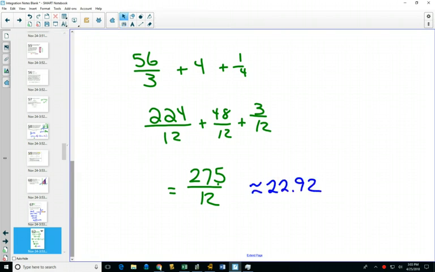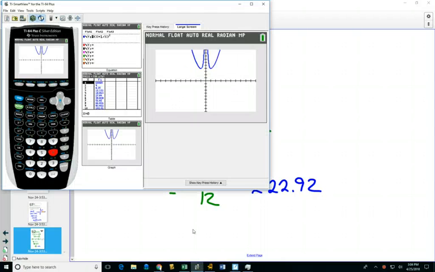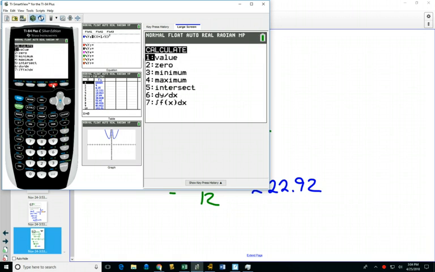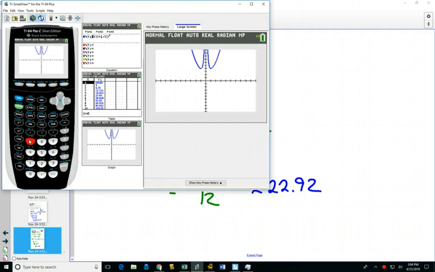Now I'm going to attempt once more to get our calculator working. There is our graph, and I'm going to show you a nice value on your calculator. Second calc, number 7, integration. Push number 7, go from a lower limit of 2 to an upper limit of 4, and it tells us the answer is 22.91666.